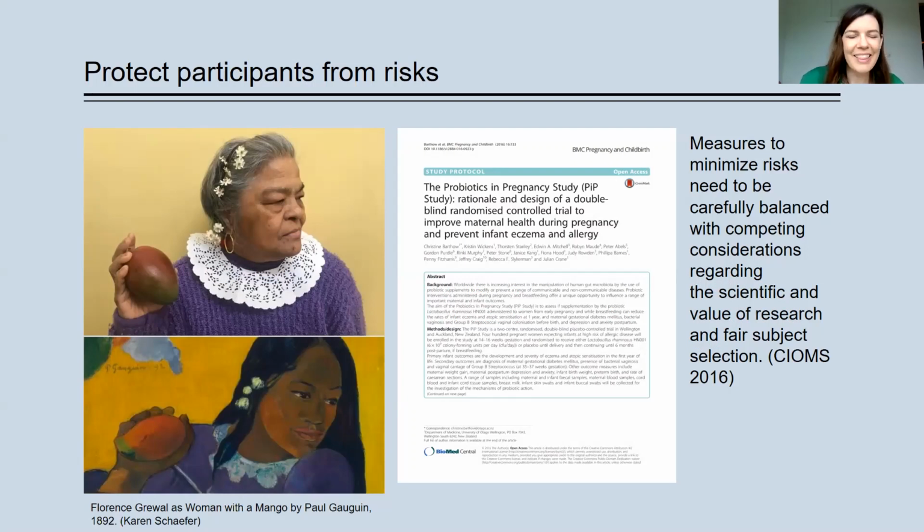I was looking for an image of an older adult over 65. This is a wonderful image produced during COVID in 2020. Some of you might be familiar with the challenge of encouraging people to recreate famous images while they're at home. And this is an image of Florence Grewal imitating a painting by Paul Gauguin, and she's from Canada. So older adults are one group that we might, and that actually often are, excluded from research.